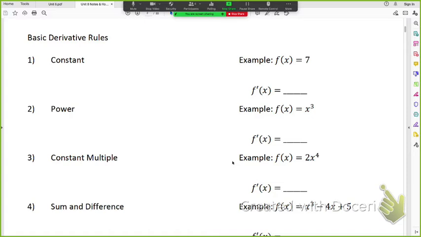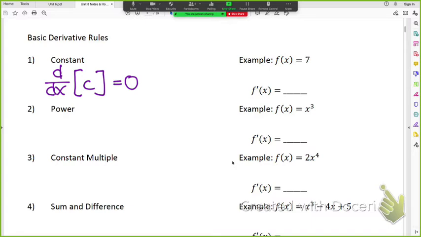It doesn't have an x in it, right? It doesn't change, it stays the same. Okay, so what our notation is going to be for this, for the derivative of any constant. This is another derivative notation. The derivative of a constant is always equal to 0.